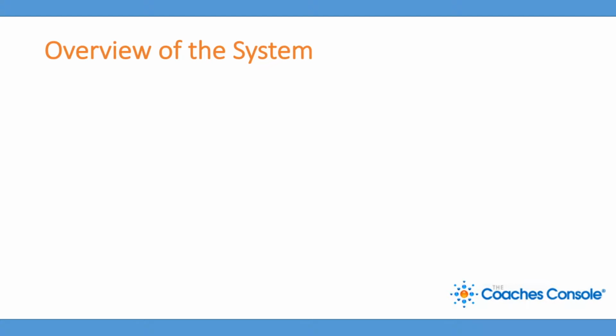In your Coach's Console system, there are 6 main areas I'll be showing you today. I'll go over each one briefly here, and then we're going to jump into the console system and I'll show you where to find them. So first of all, the dashboard. When you log into your console system, you'll be greeted by the dashboard.